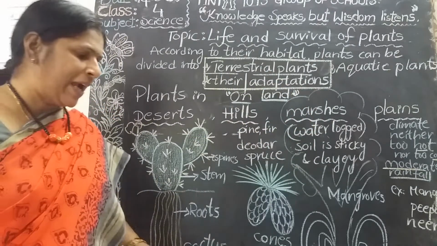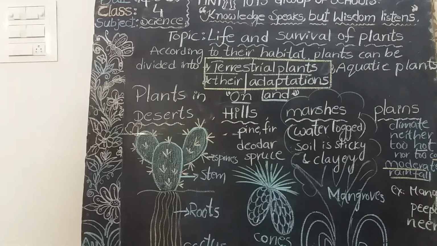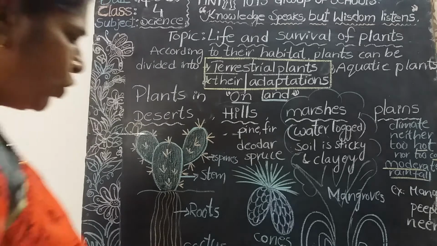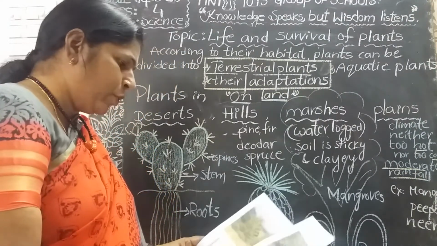Now we will discuss the plants in plains and their adaptations. Plains means mango. Now I will show you some more pictures. Mango and neem, banyan tree, and rubber, coffee, sugar. These plants also grow on plains. I will show you some more pictures.